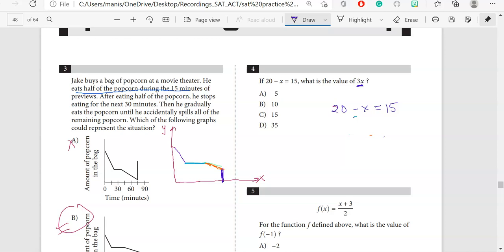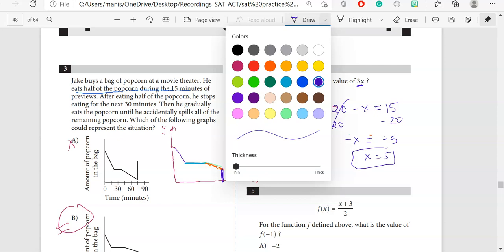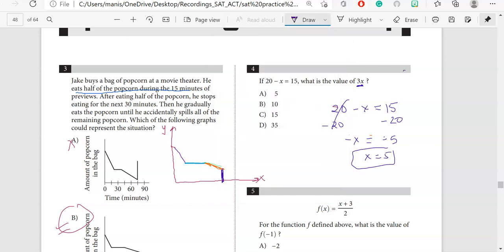So what I can do over here is subtract 20 from both the sides. I have lots of ways to do this, but I will just do this. I can subtract 20 from both the sides. Negative x is equal to negative 5 and x is equal to 5. Now you can see they have given us the answer choice x equal to 5. Some students just quickly pick the value and go to the next problem. No, read the question carefully. We have to find the value of 3 times x. 3 times 5 is equal to 15. And answer choice C is the correct answer for this question.